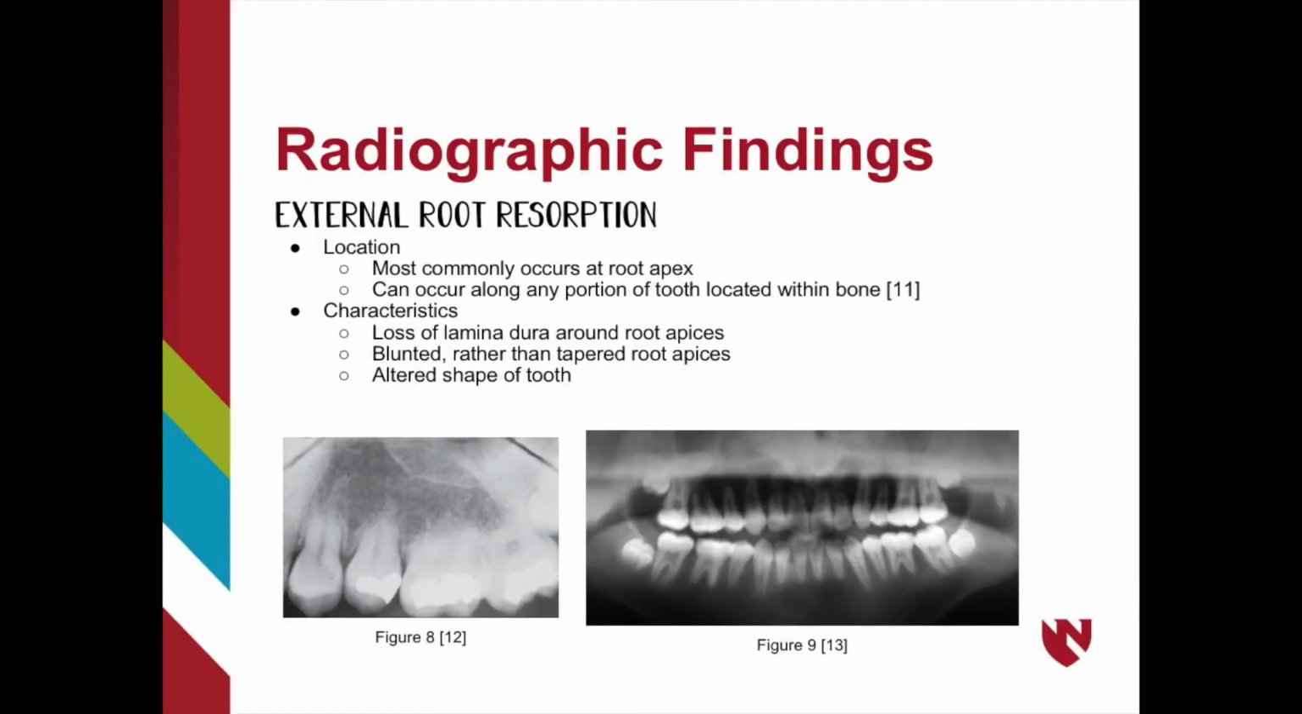External root resorption is most commonly observed at the root apex. However, it can occur along any portion of the tooth located within the bone. A loss of lamina dura around the root apices occurs, which is demonstrated in Figure 8. Blunted rather than tapered root apices, as well as an altered shape of the tooth, are other characteristics of external root resorption and are visible on the radiographs in Figures 8 and 9.